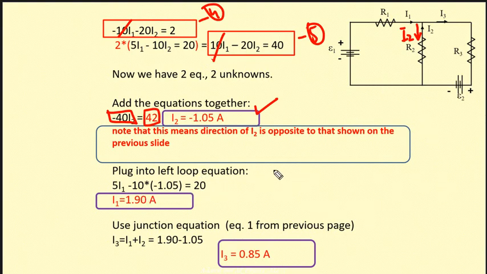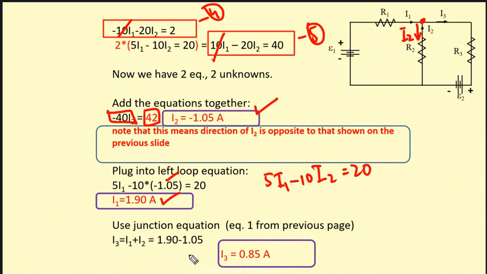So next step, you can see here on the previous slide we have the equation for the left loop, that was 5i1 minus 10i2, and this was equal to 20. Now we just plug in the value of i2. As you can see here, I plug in the value of i2 and we got i1 is equal to 1.90 amps. This is according to our previous selection; we said i1 is entering into this loop, and that is according to that selection.